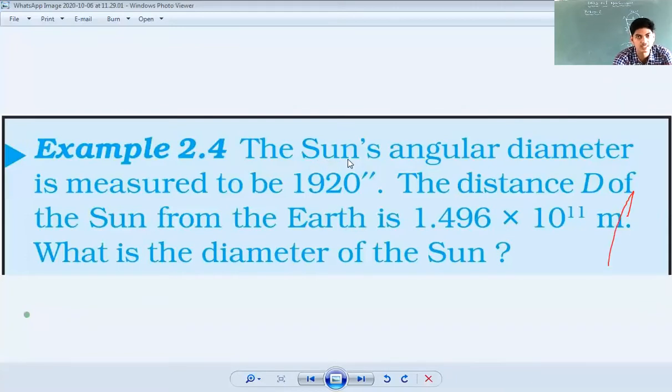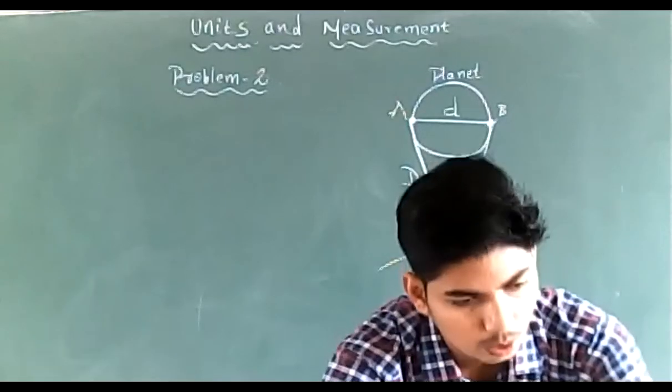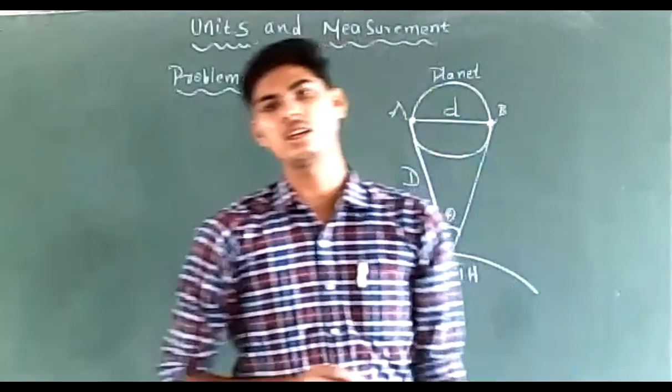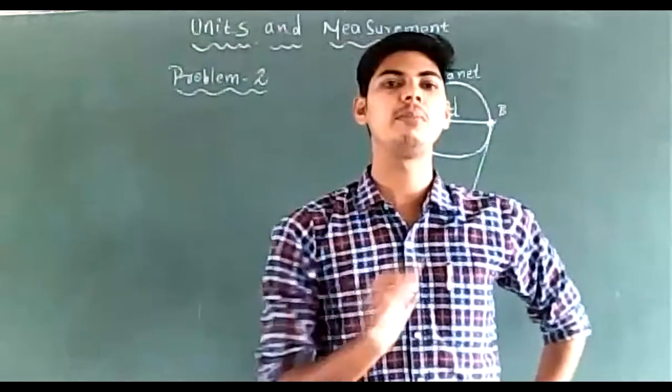According to the problem, the sun's angular diameter, I'll tell you what is meant by angular diameter. The sun's angular diameter is measured to be 1920 seconds. The distance d of sun from the earth is 1.496 into 10 power 11 meter. What is the diameter of the sun? You need to calculate the diameter of the sun.